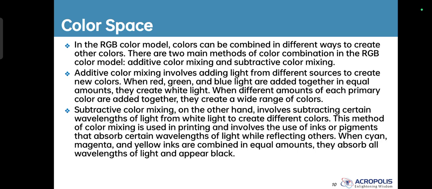And there is another one, that is subtractive color mixing. On the other hand, it works by subtracting certain wavelengths of light, like white light, to create different colors. This method of color mixing is used in printing, which involves the use of ink pigments that absorb certain wavelengths of light while reflecting others. When cyan, magenta and yellow inks are combined in equal amounts, they absorb all wavelengths of light and appear black.